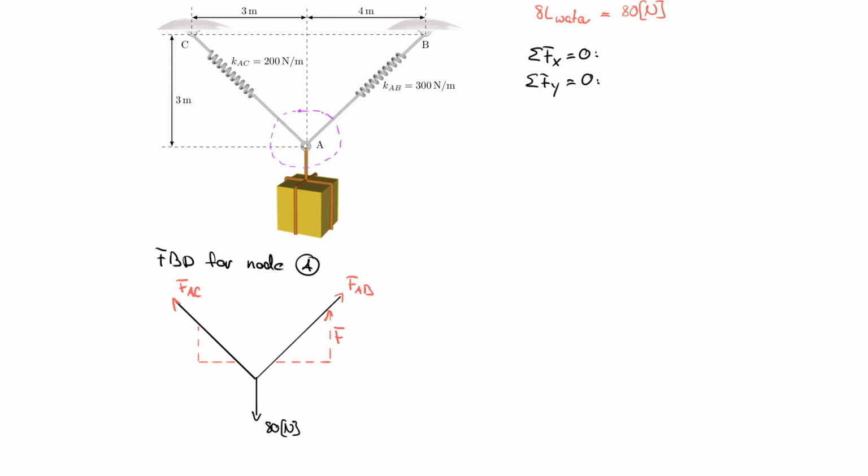So FAB Y, FAB X, FAC X, and FAC Y. Now I can either use angles or relationships. Let me use relationships for the right side because I know that is 3, 4, 5, right? So I have 3, 4, and 5 here.